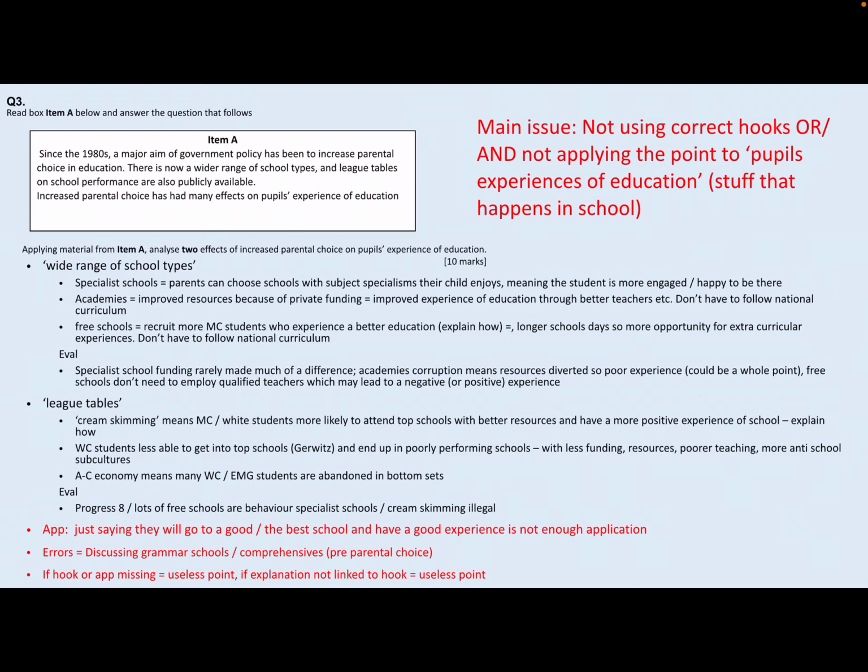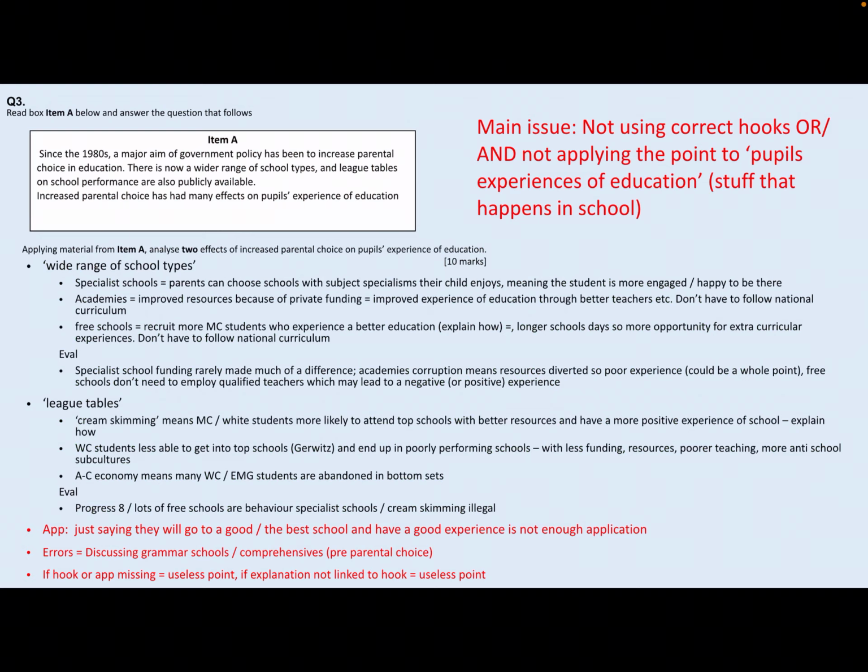You could have done a point on working class students being less able to get into these top schools using the idea of Gewirtz, ending up in poorly performing schools with less funding, resources, poorer teaching, more anti-school subcultures. Again, those are all problems with experiences. And of course, league tables, you should and hopefully did write about the A to C economy, meaning that, for certain students, like working class and some ethnic minority students, they're abandoned in bottom sets, which leads to a poor experience. Whereas the middle class or the CD borderline particularly, they benefit from lots of extra support, so their experience of education is likely to be more positive.